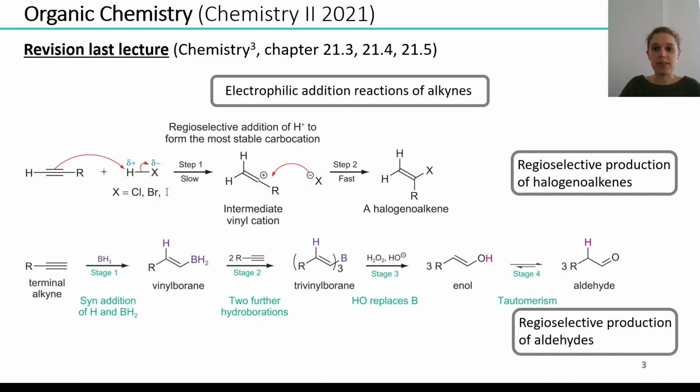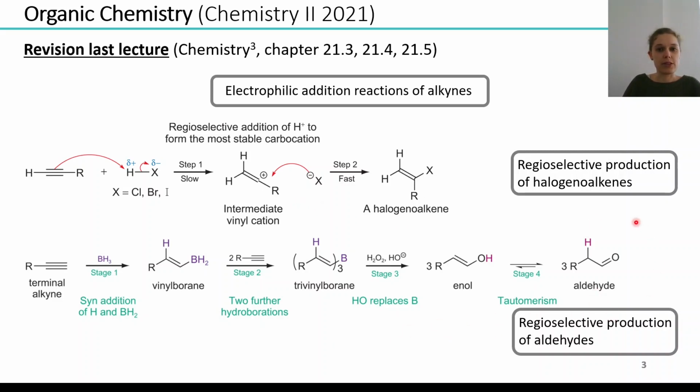Besides these oxidation reactions of alkenes, we also had a closer look at alkynes, and we saw that alkynes react very similarly to alkenes. Similar to alkenes, alkynes can also react in electrophilic addition reactions, and we discussed two reactions in more detail. First we saw that the addition of hydrogen halides is regioselective, and we produce halogenoalkenes. According to the Markovnikov rule, the proton will always add in such a way that the more stable vinyl cation is formed. And more stable means here that the secondary instead of the primary vinyl cation is formed.